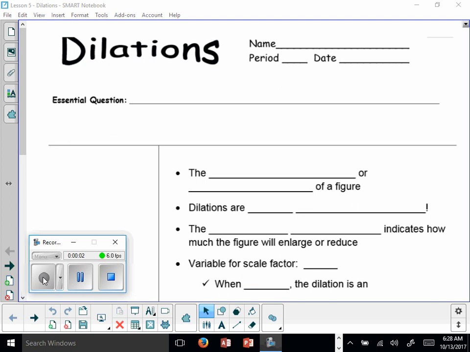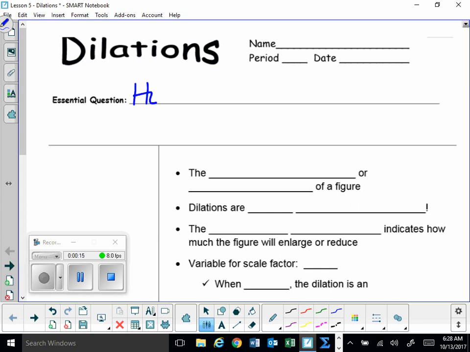Our last lesson in the transformations unit deals with dilations. Dilations are the only transformation we've talked about that are not isometries. So our essential question is, how do I dilate a figure?